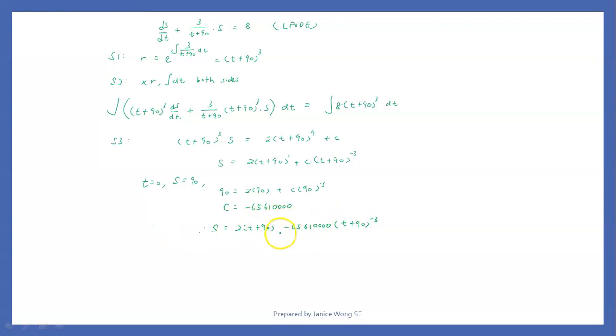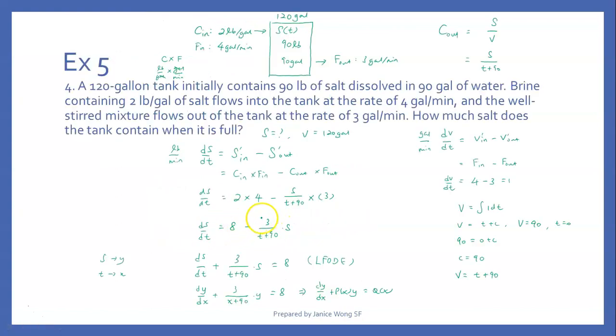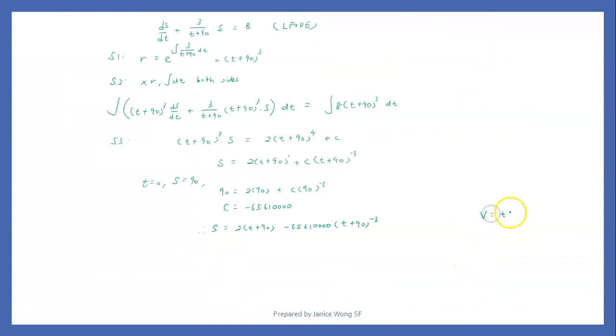With the S function found, the amount of salt in the chemical tank is S. We are ready to answer the question to find S when V is 120. We know that S function is in terms of t. Therefore, with V equals to 120, we can find the time where the tank is full. Substitute V 120 to get the t. V equals to t plus 90. So when V is 120, t will be, sub in, we get 30.